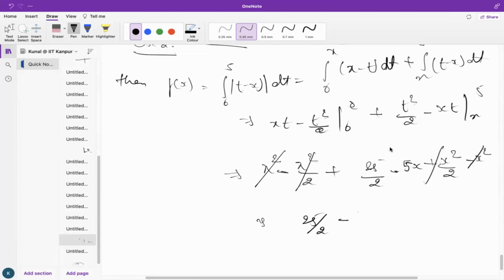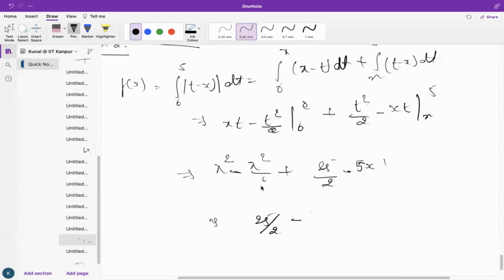I made some mistake here, so let me clear it. I missed something with x square, right? Oh yes, there is some positive x square. Oh, I made a simple mistake with the plus and minus sign. Okay, so x square minus x square by 2. So there will be minus x square by 2 and plus x square. So we get 25 by 2 minus 5x plus x square.